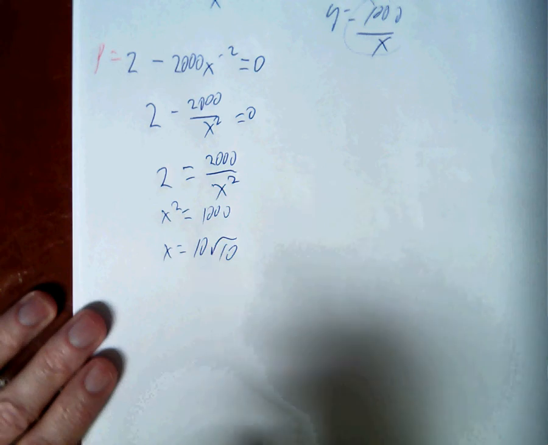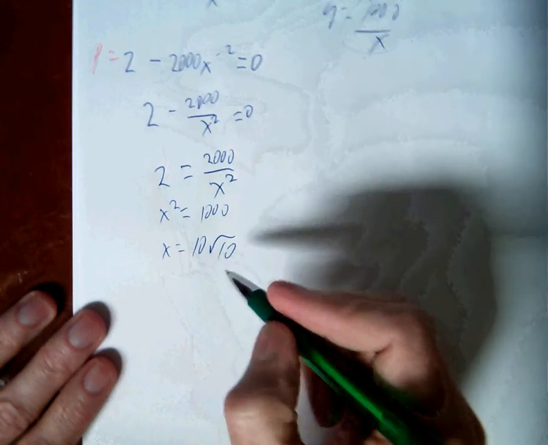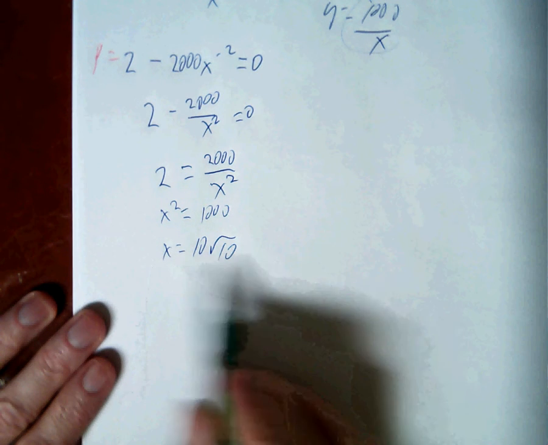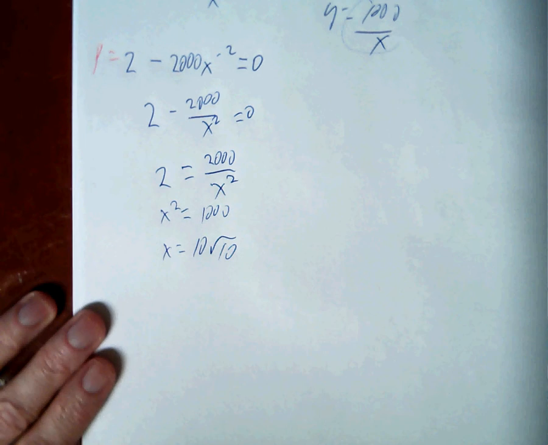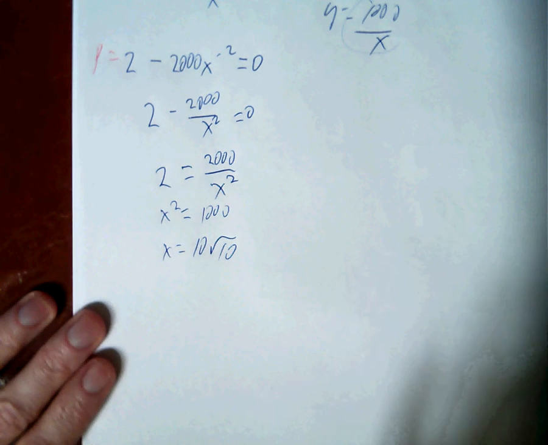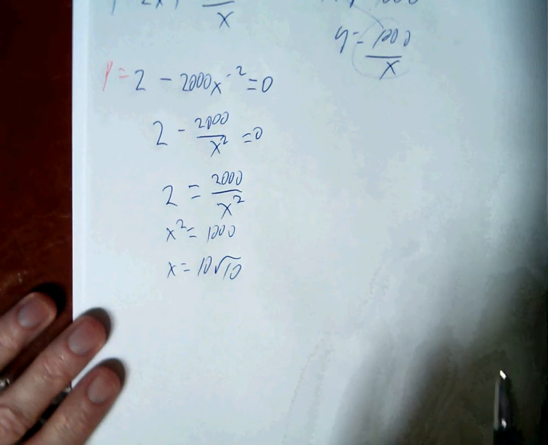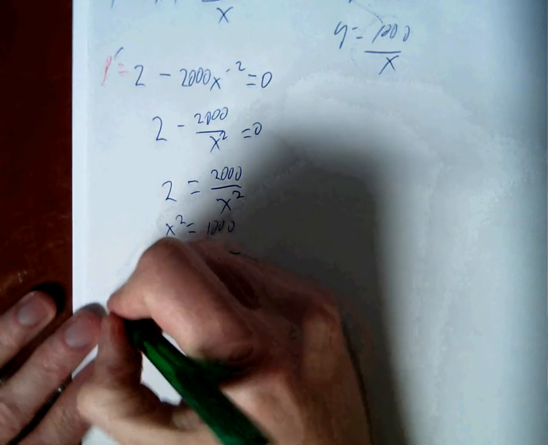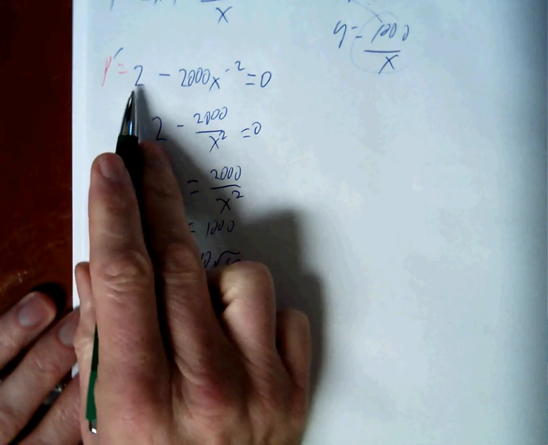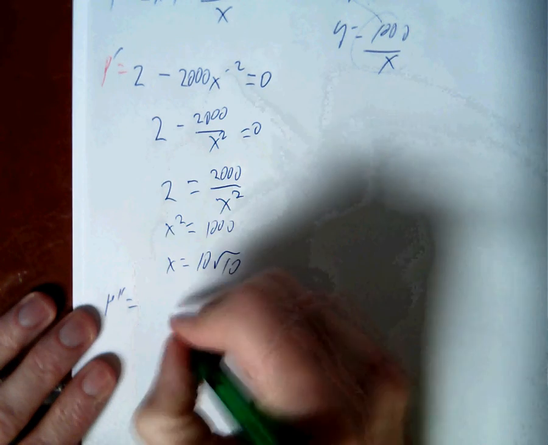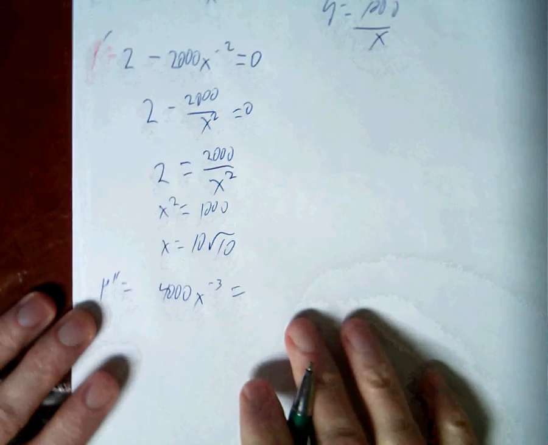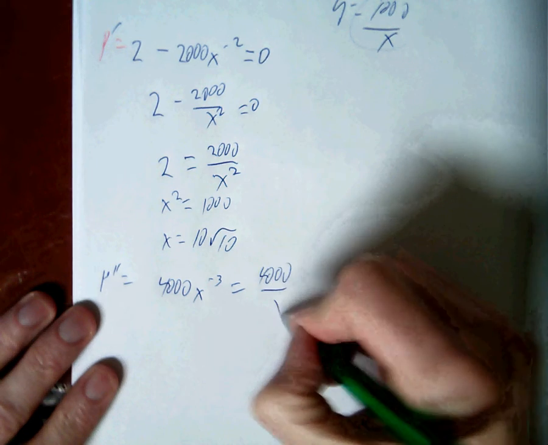But the reason I wanted you to write some things down is, I don't know if this is actually a max or a min. All I know is this is where I have a flat spot. So I need to establish that we are looking for a minimum. What do I do? Well, we're going to look at the second derivative. And when I look at the second derivative, that goes away, and that's going to give me 4,000 x to the negative 3, which I'm going to write down as 4,000 over x cubed.